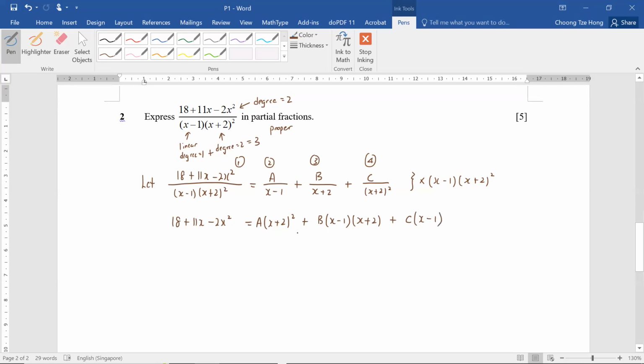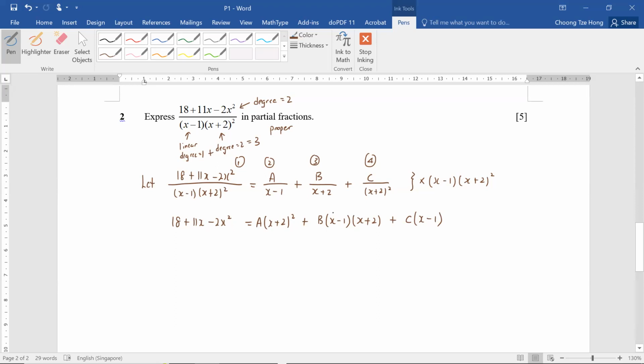At this particular point, you need to think of the best, easiest way to find the constants A, B, and C. There are 2 ways to find a constant: either we equate coefficients, or we let x be certain values. In this case, if I want to find A first, it will be easier to just let x be 1.